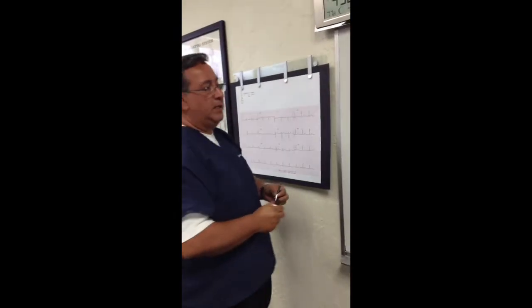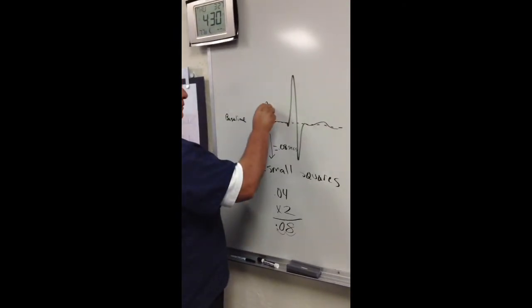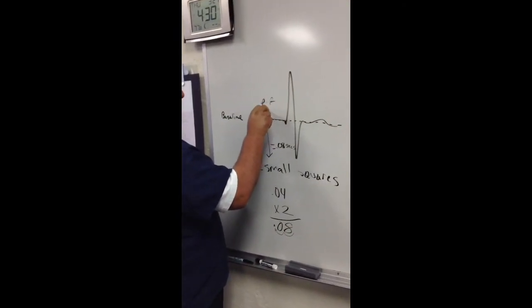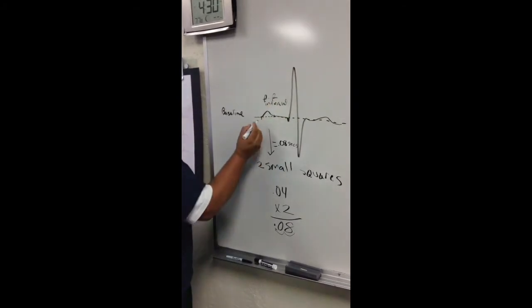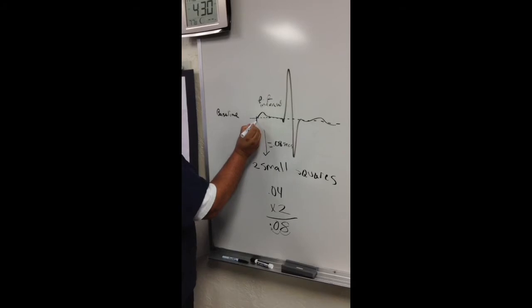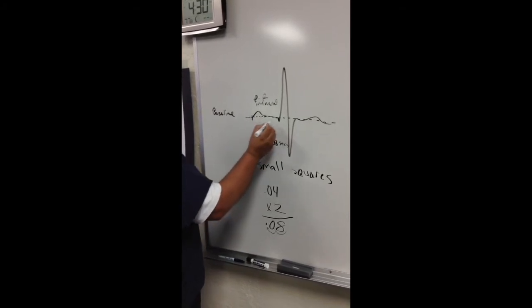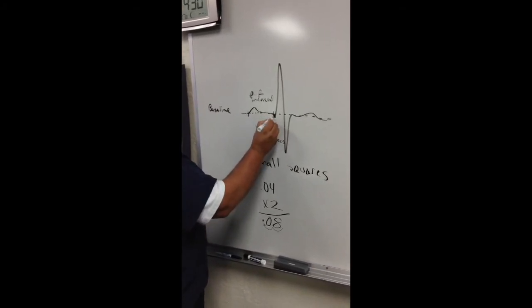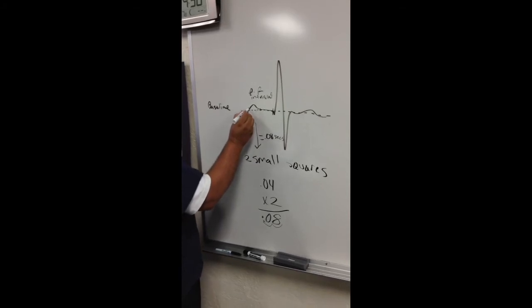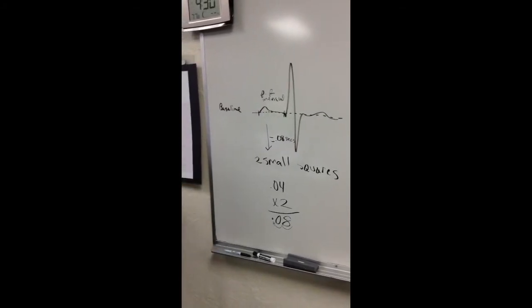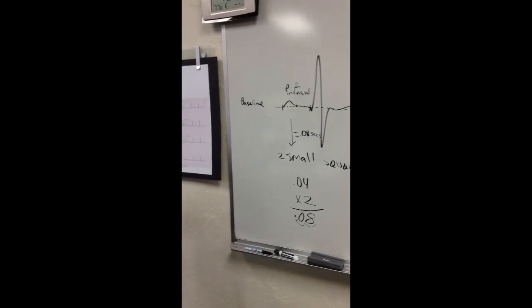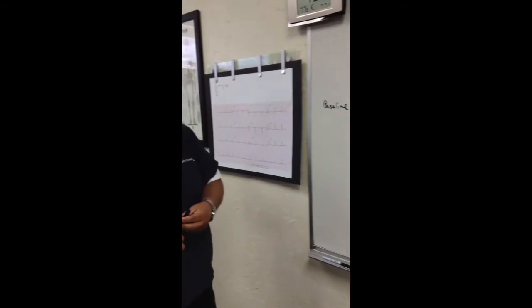Okay? So the next measurement is going to be what we call the PR interval. The PR interval measures from the beginning of the P wave, just like we measured the P wave, to the beginning of the QRS complex. Okay, so we're going to be measuring from here all the way to there, just before that Q wave begins to move away from the baseline.